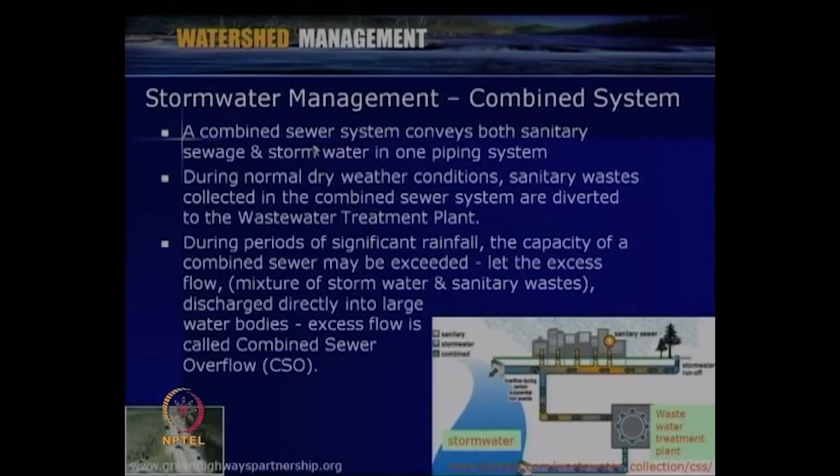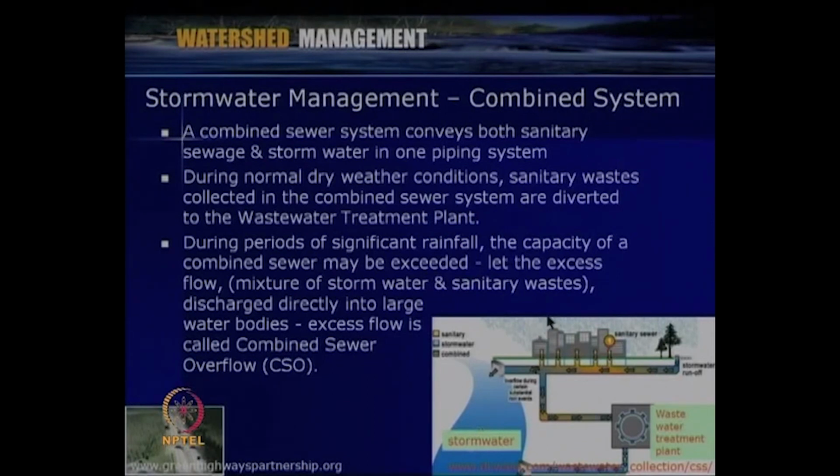Now, let us look into the combined system. The combined sewer system conveys both the sanitary sewage and storm water in one piping system. During normal dry weather conditions, the sanitary waste collected in the combined sewer system is diverted to the wastewater treatment plants, and during periods of significant rainfall, the capacity of a combined sewer system may be exceeded. That is the so-called excess flow. This is a mixture of storm water and sanitary waste, and it is directly discharged into large water bodies. We call this excess flow combined sewer overflow.